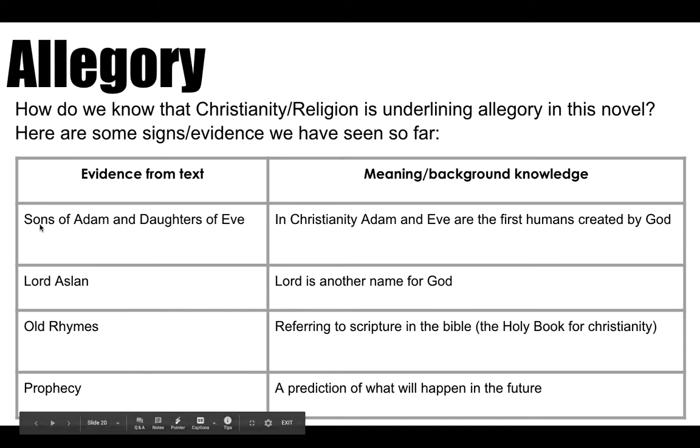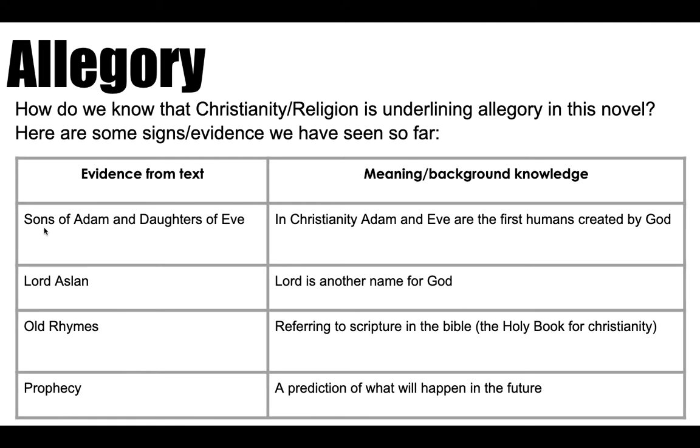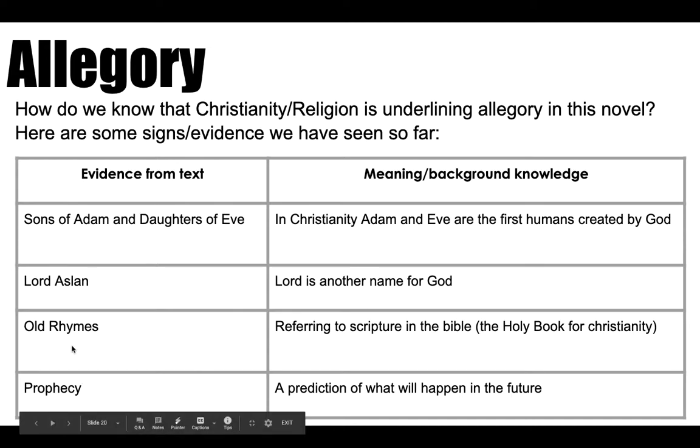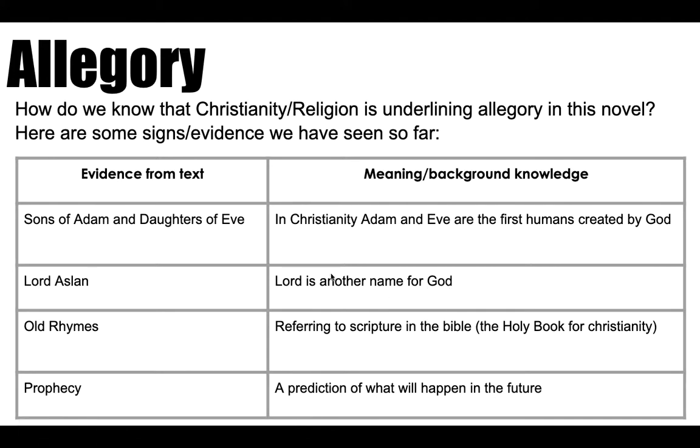I had a lot of my students ask me, why are they always referring to the humans as sons of Adam and daughters of Eve? That's a big clue. Well, it's because in Christianity, Adam and Eve are the first humans created by God. Now, we've seen more recently in chapter 8 that they referred to Aslan as Lord. Lord is another name for God. They also mentioned old rhymes. This could make a connection to scripture in the Bible. The Bible is the holy book of Christianity. So old rhymes or scripture, those are the words of the God of Christianity.